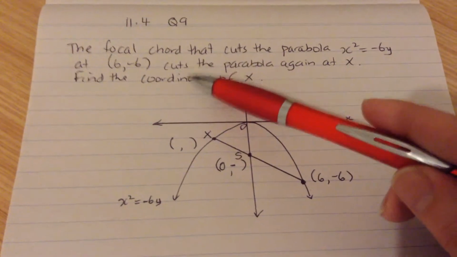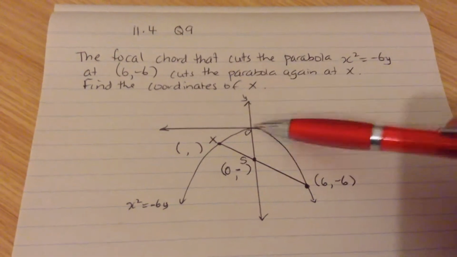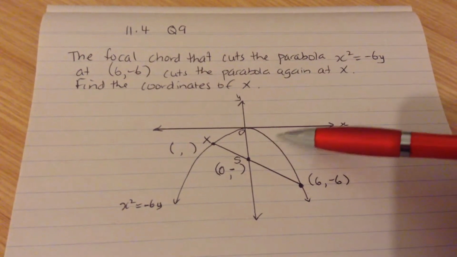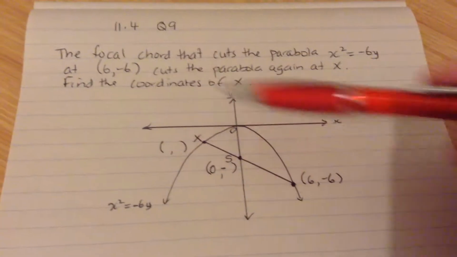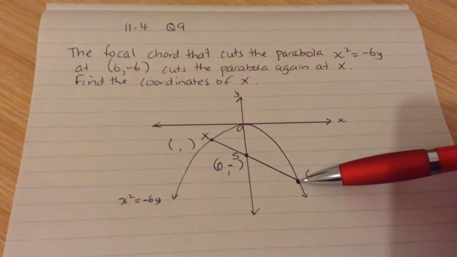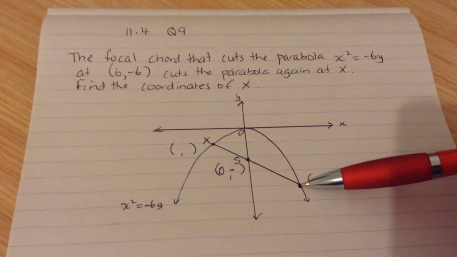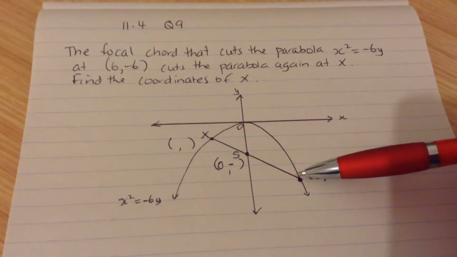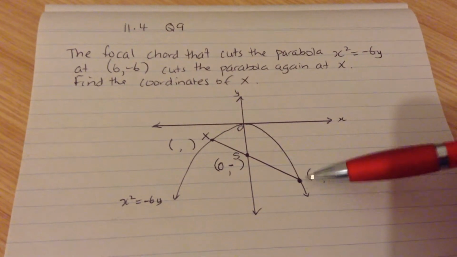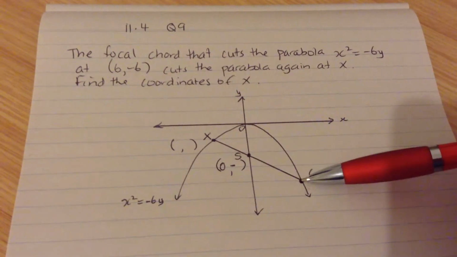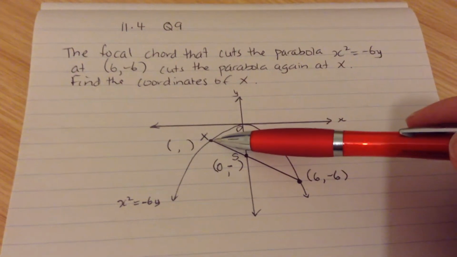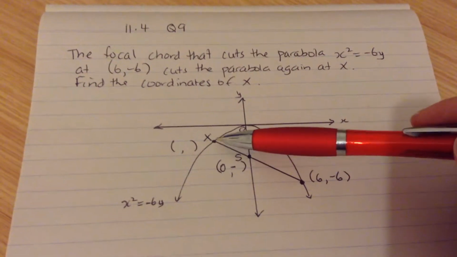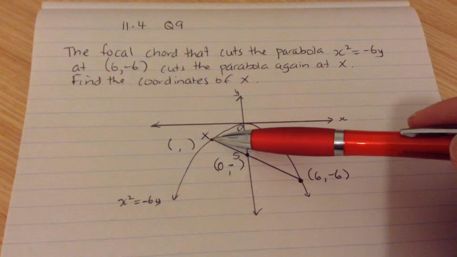Actually, the first thing we should do is just read the question and see that we put the things in the right places, such as (6, -6), that's a point on the parabola. The focal chord is a chord that goes through the focus and cuts the parabola at (6, -6), and then again at X, and X is what we need to find, the coordinates of X.